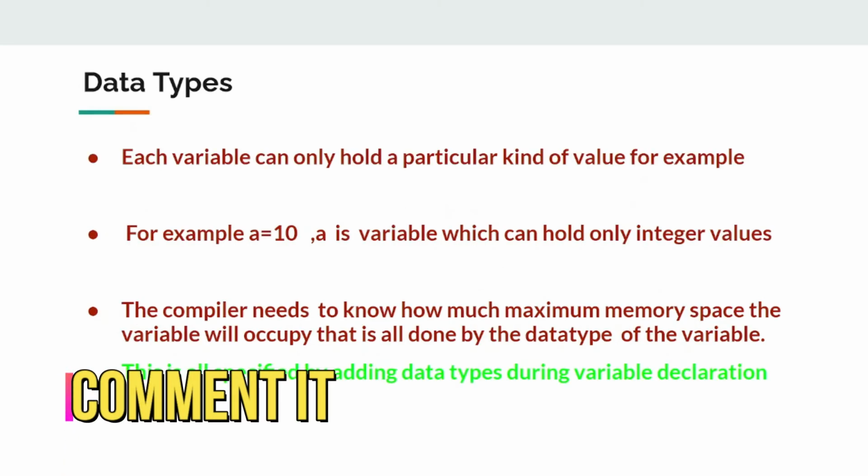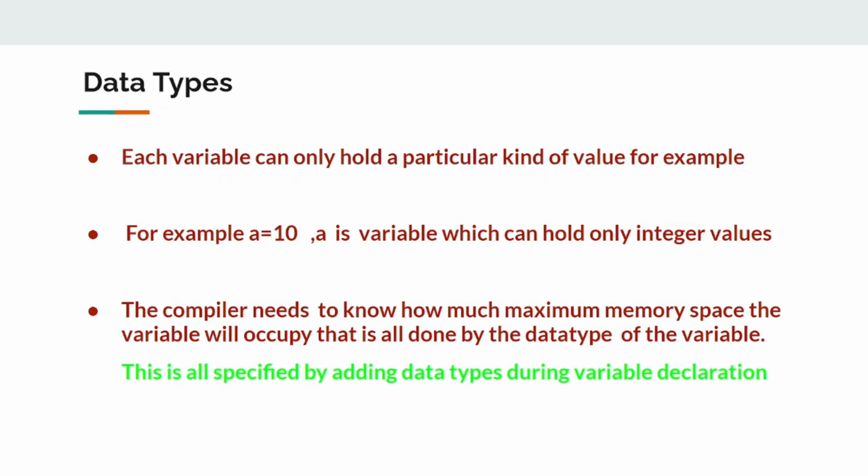Now let us look at data types. What are data types? Each variable can hold a particular kind of value. For example, a is holding the value 10. So a is a variable which can only hold integer values. How is that decided? Also, the compiler needs to know how much maximum memory space the variable will occupy. How does the compiler know that? That is all done by the data type of the variable. This is all specified by adding a data type during variable declaration in the program.